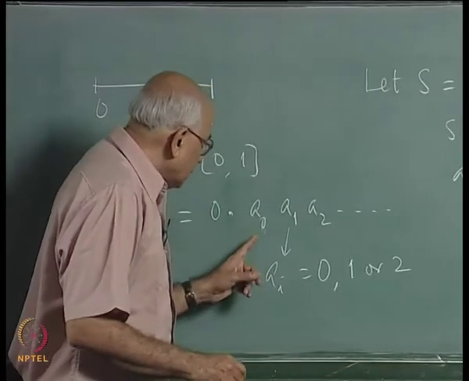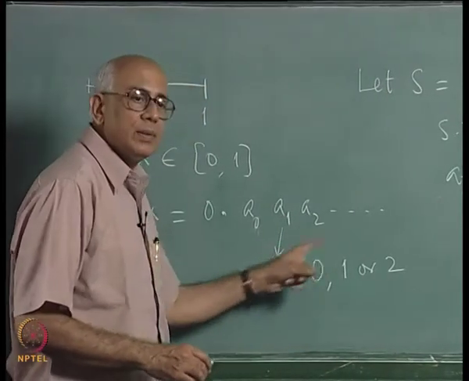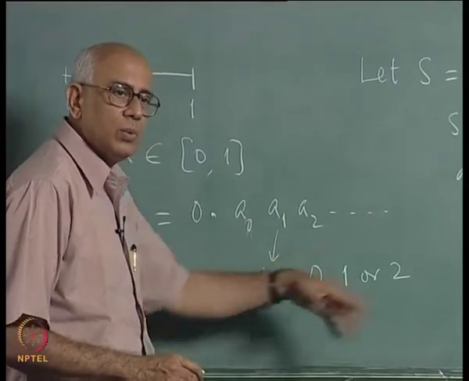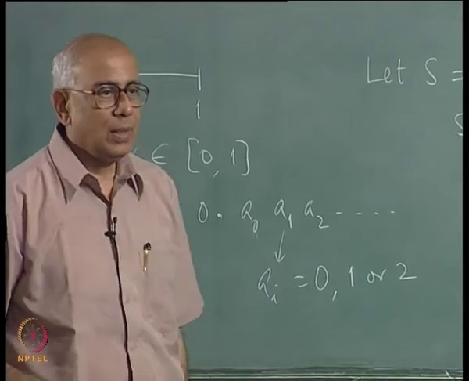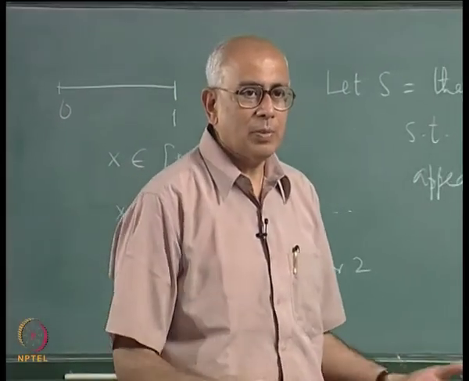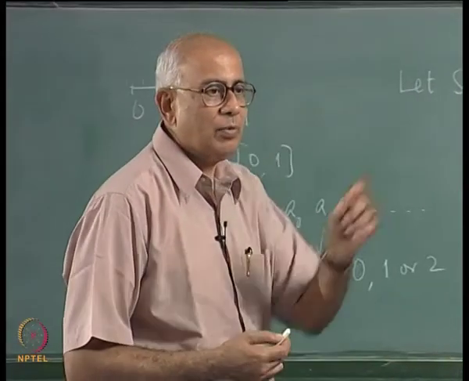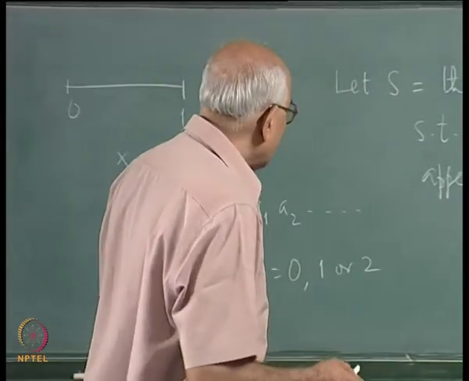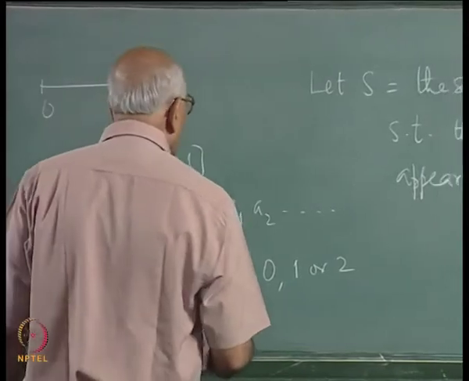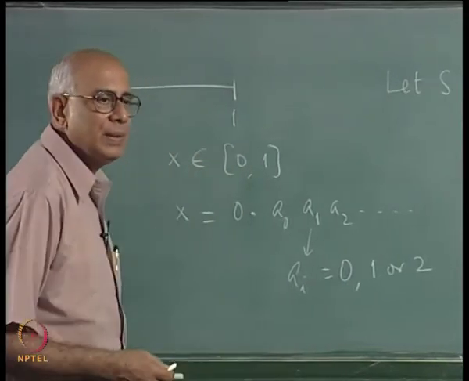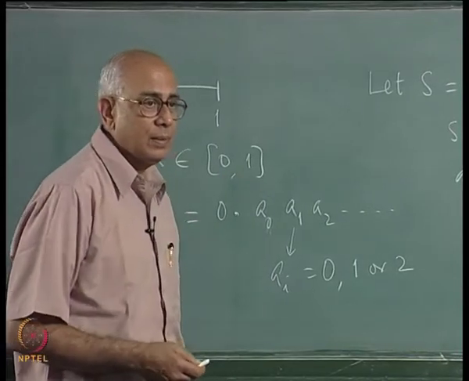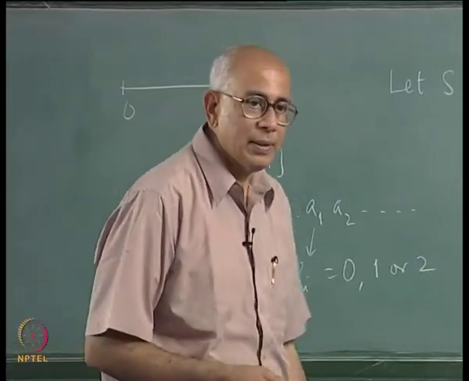So I'm not going to permit 1 to appear here. So this should be either 0 or 2, that should be 0 or 2, 0 or 2 and so on. Clearly it is a subset of numbers between 0 and 1, and I ask what's the fractal dimensionality. Yes, but I'd like to know what's the fractal dimensionality of this set. How would you go about that?